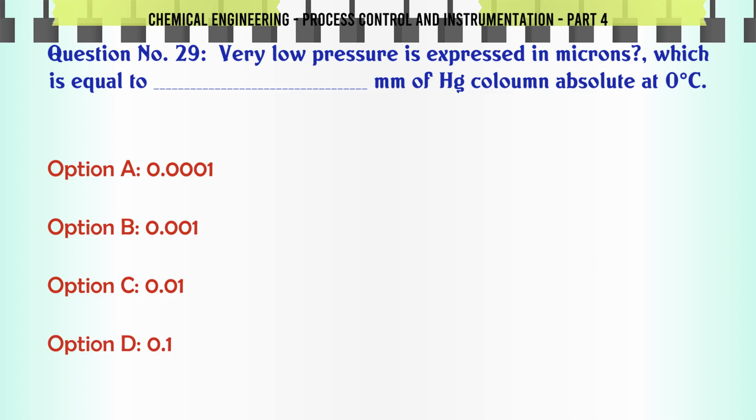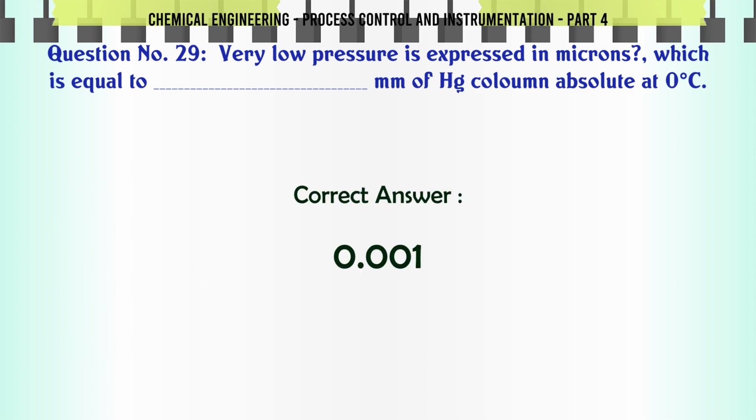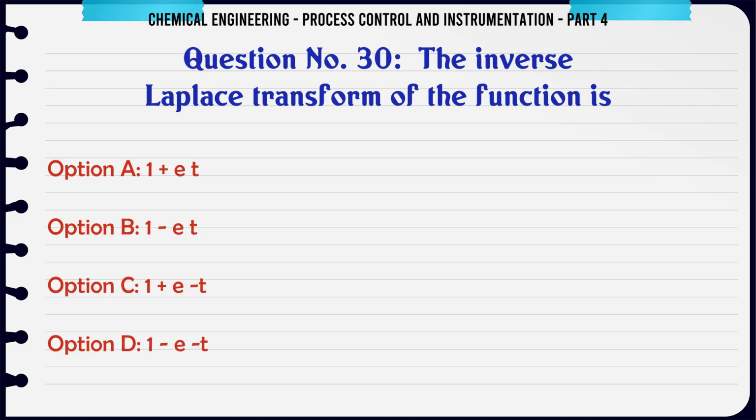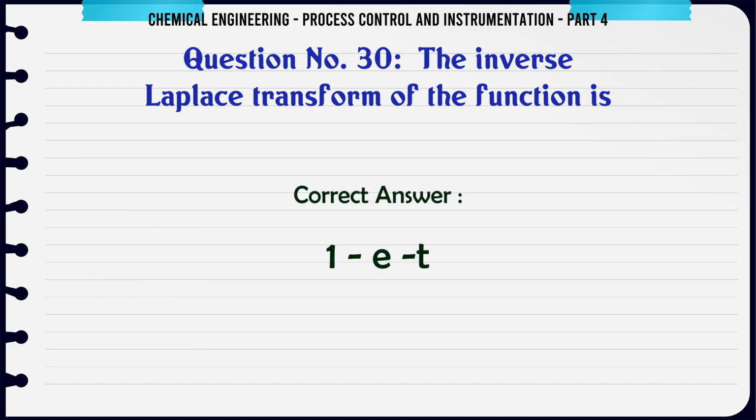Very low pressure is expressed in microns, which is equal to mm of Hg column absolute at 0 C. A. 0.0001, B. 0.001, C. 0.01, D. 0.1. The correct answer is 0.001. The inverse Laplace transform of the function is A, B, C, D. The correct answer is given.